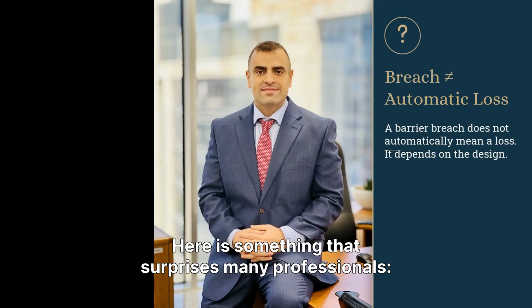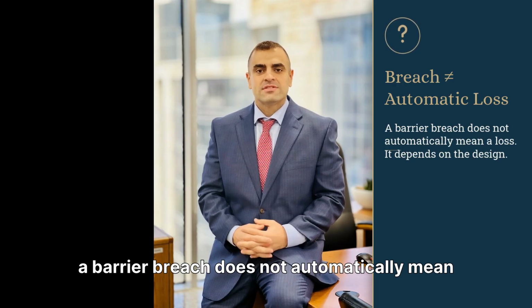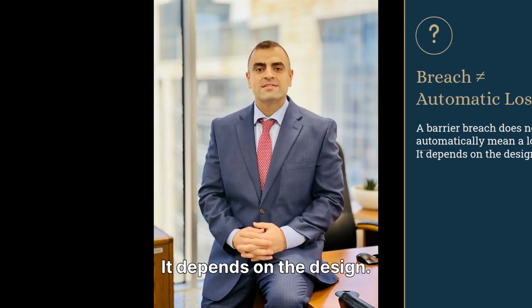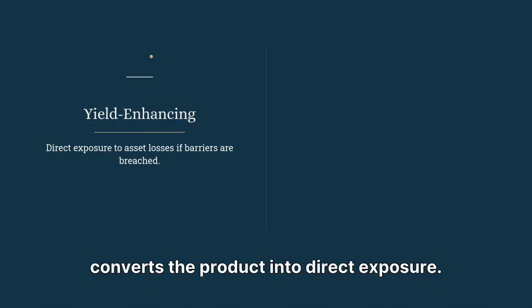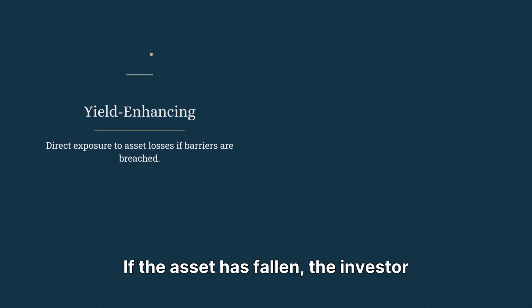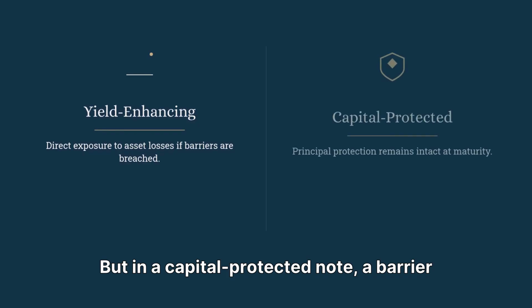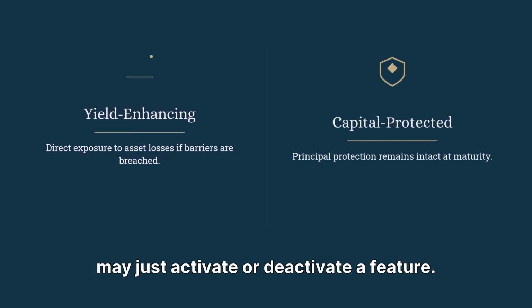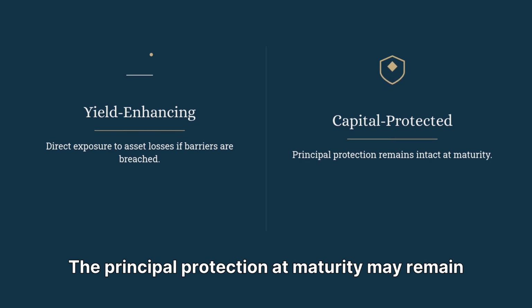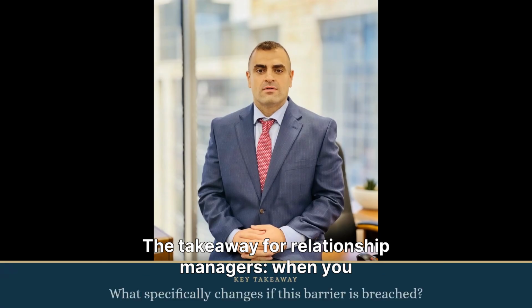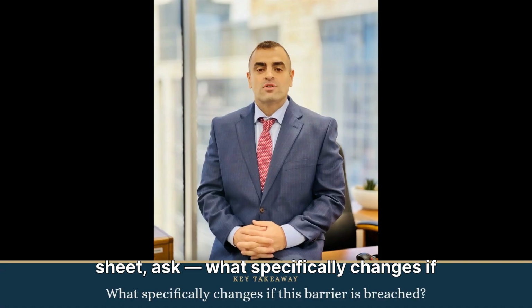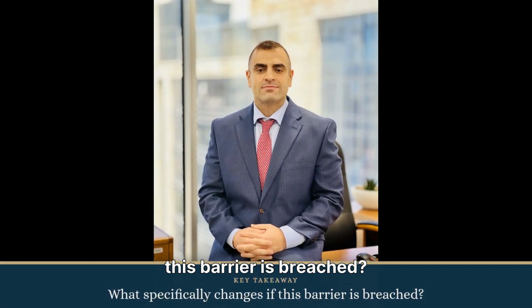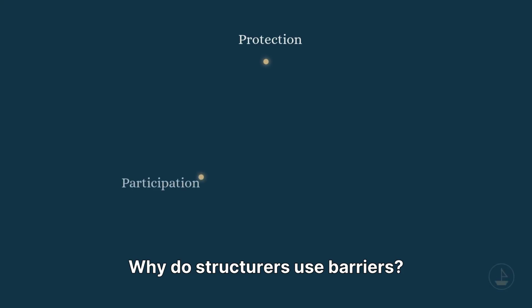Here is something that surprises many professionals. A barrier breach does not automatically mean a loss. It depends on the design. In a yield-enhancing structure, a breach typically converts the product into direct exposure. If the asset has fallen, the investor bears that loss. But in a capital-protected note, a barrier may just activate or deactivate a feature. The principal protection at maturity may remain fully intact. The takeaway for relationship managers: when you see the word barrier in a term sheet, ask, what specifically changes if this barrier is breached?